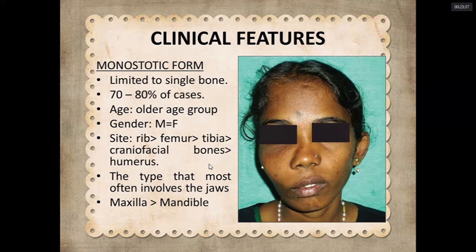So this form, that is monostotic form, is limited to a single bone, and 70 to 80% of the cases of fibrous dysplasia are of monostotic form. That means this is the most common form than the polystotic type of fibrous dysplasia. The age group it involves is usually the older age group. And according to gender, the males and females are equally affected by this type of fibrous dysplasia.